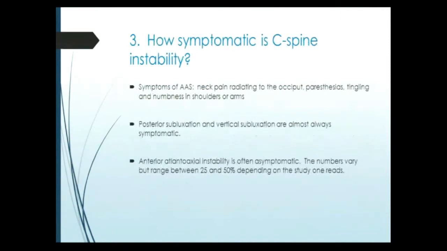So how symptomatic? The earliest symptom is usually neck pain radiating to your occiput. So someone who has symptoms is going to have neck pain radiating to the occiput. And then later, there can be some paresthesias, tingling, numbness in the shoulders or arms. The more severe ones are symptomatic, and the anterior is often asymptomatic.